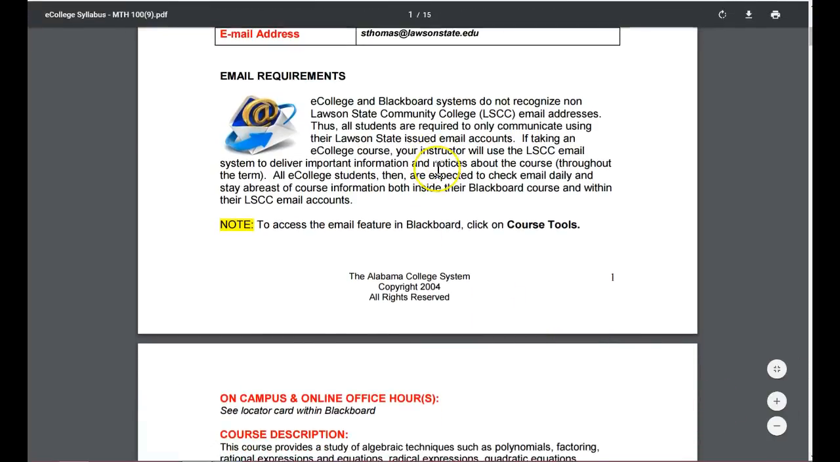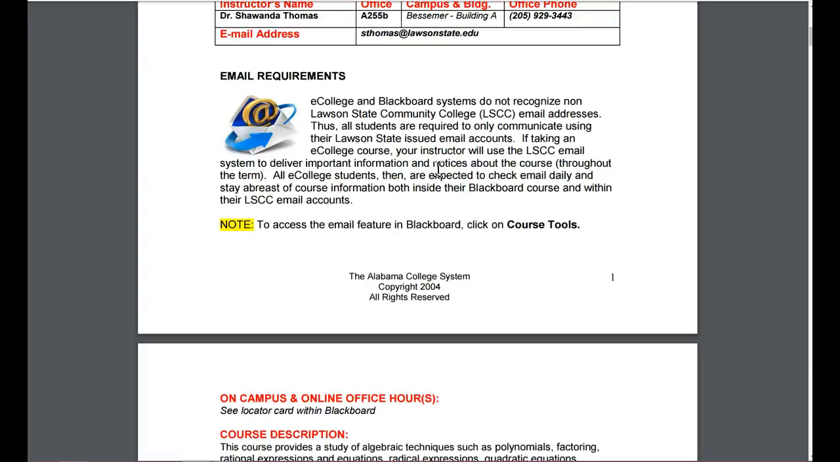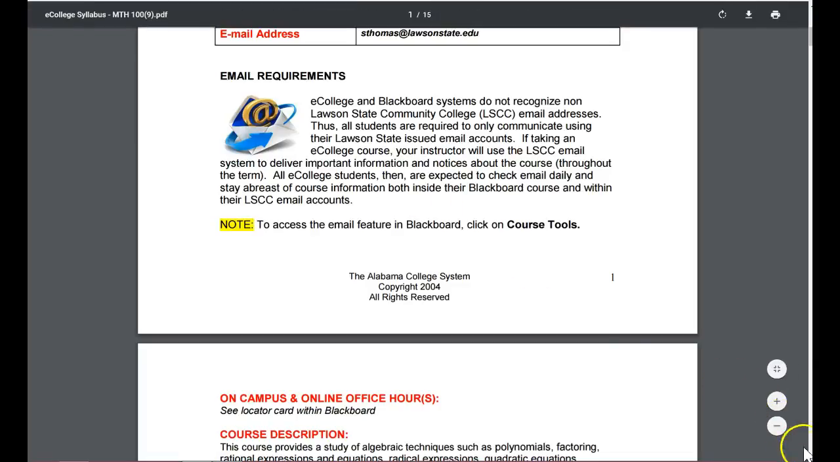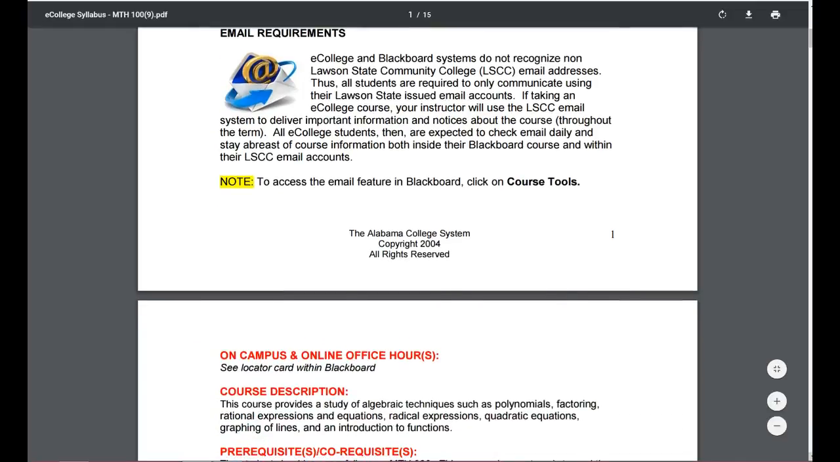Make sure that you activate your Lawson State Community College student email account. For example, if I send you an email the first week of class and that email is not activated, how are you going to receive my message? Normally as instructors we can send a message to students through their email account through Blackboard, and if you don't have that account set up, that email message will bounce back and you won't receive it. So make sure you set that up, not just for my class but all of your classes.